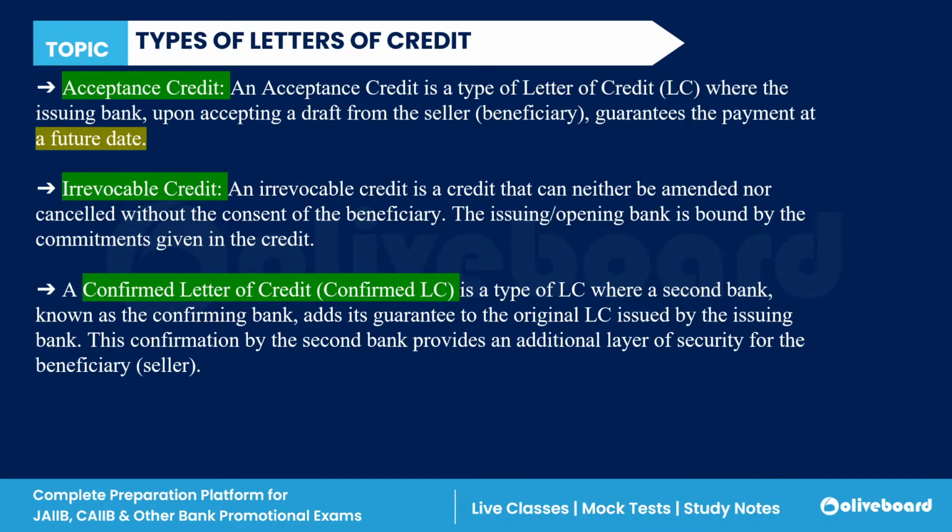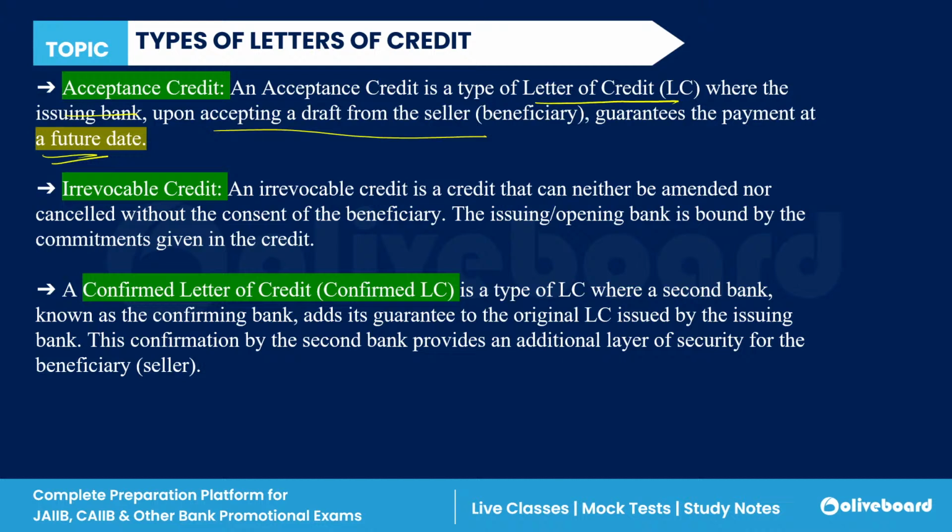Clear? Now, if we talk about the types of letter of credit, there are different types. First of all, there is an acceptance credit. An acceptance credit is a type of letter of credit where the issuing bank, upon accepting a draft from the seller, guarantees a payment at a future date.